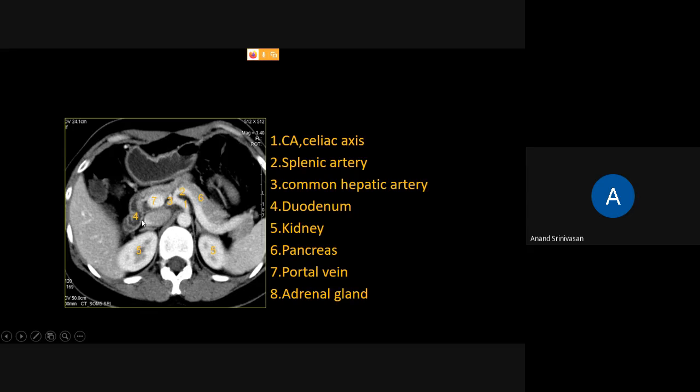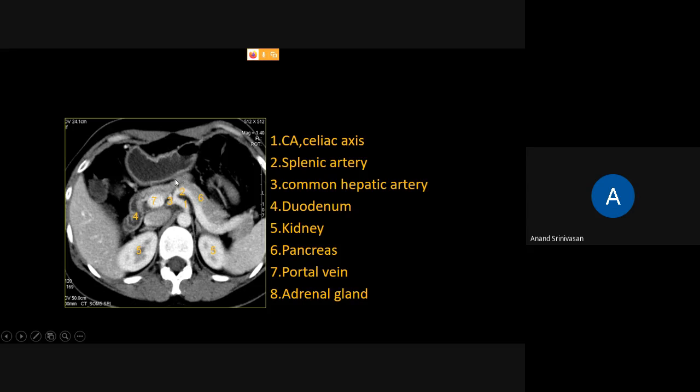Here you can see the number 6. This one is the pancreas. Pancreas, the portal vein. Kidneys, and just above the kidneys will be the, I think they have not shown that here, the adrenal gland. So that's not shown.